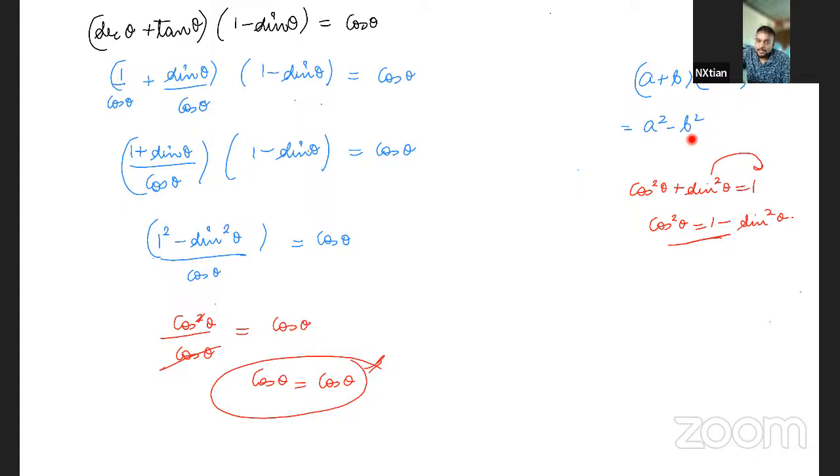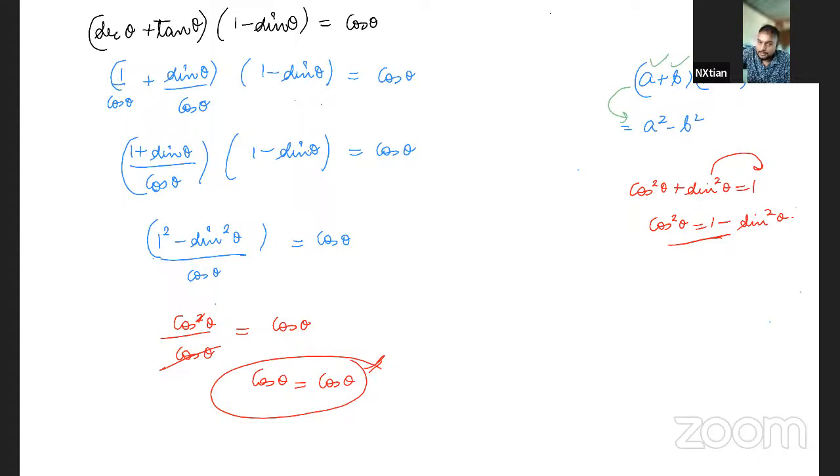Hannah, Ezekiel, are you with me? Abigail, did you understand? No, sir. What did you not understand? The 1 minus sine theta. This step? Yeah. Okay, it's an identity that when you multiply (a plus b) into (a minus b), the answer will be a square minus b square.